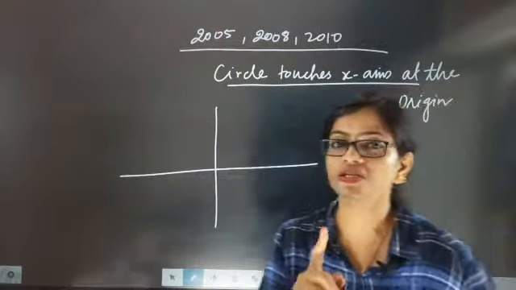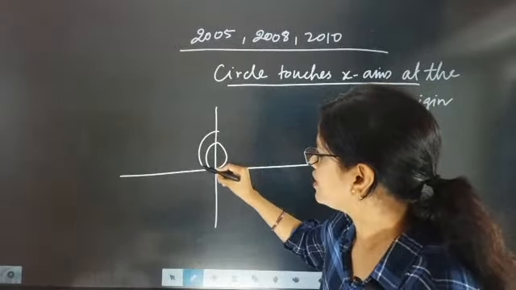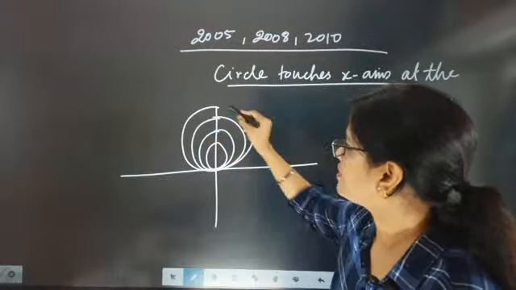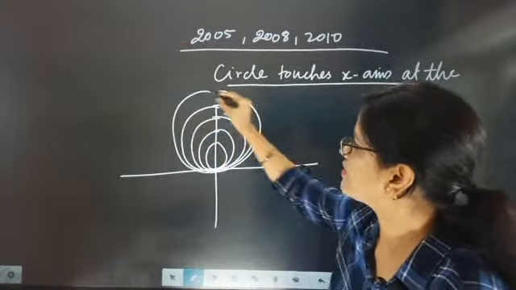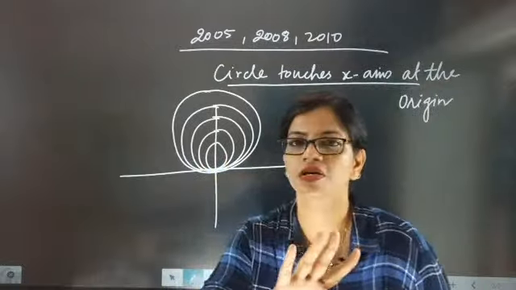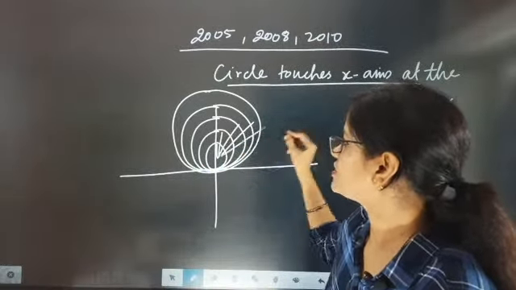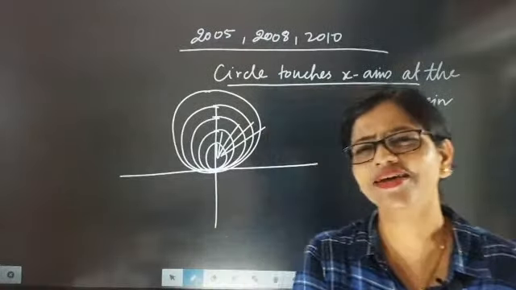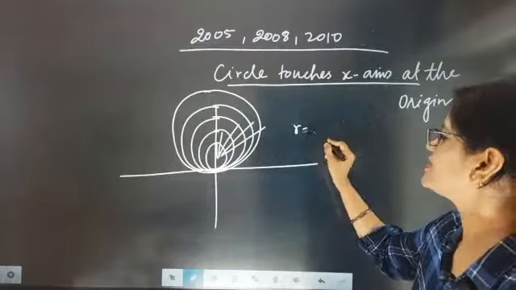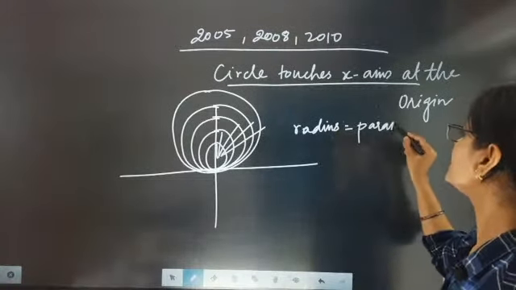So how many circles can we draw? We can draw many circles, but here the center is not constant. Remember this part, it is not a concentric circle. The radius of each circle is different. So can we take the radius as the parameter? This is what I was talking about. So take the radius as the parameter, and call it a.